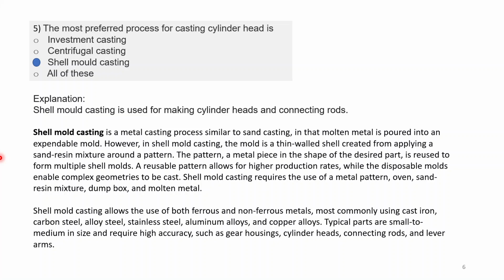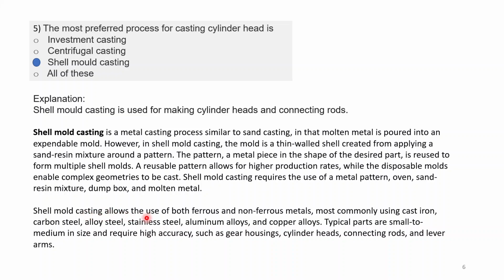However, in shell mold casting, the mold is a thin walled shell created from applying a sand resin mixture around a pattern, and the pattern, a metal piece in the shape of the desired part, is reused to form multiple shell molds. A reusable pattern allows for higher production rates, while the disposable molds enable complex geometries to be cast. Shell mold casting requires the use of metal pattern, oven, sand resin mixture, dump box, and molten metal.